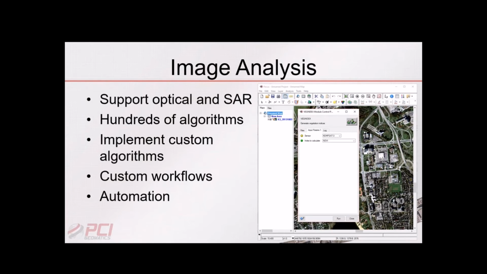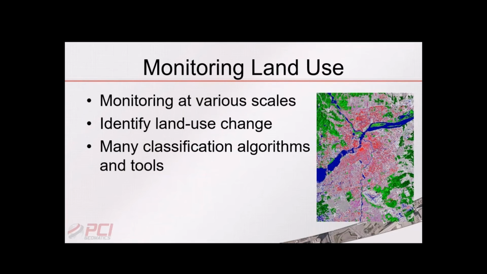In the circumstance where there's a need for custom functionality, such as the integration of in-house algorithms or the integration of third-party packages, that can easily be achieved by using our Python API, which grants the user the ability to analyze their imagery in Geomatica with custom Python scripts. And as I mentioned before, the Python API can be used to achieve various levels of automation depending on operational needs. So the first application I want to demonstrate is monitoring land use change.